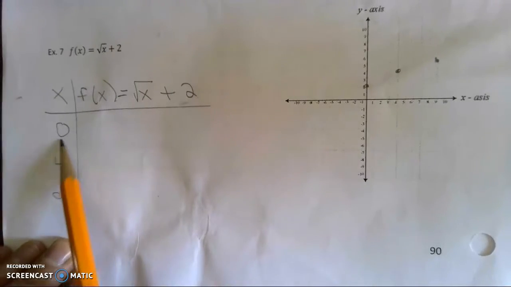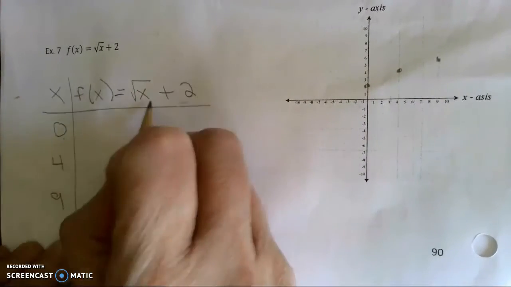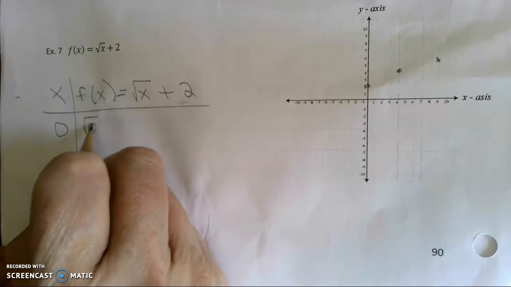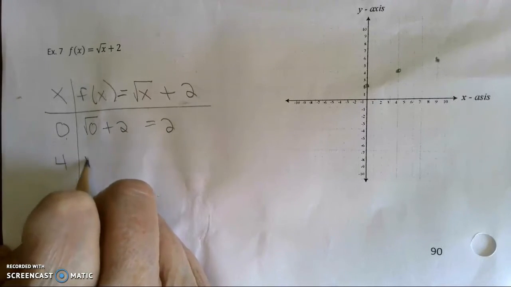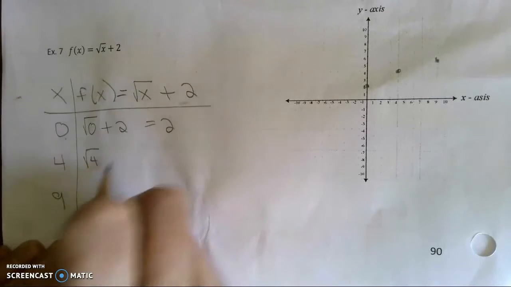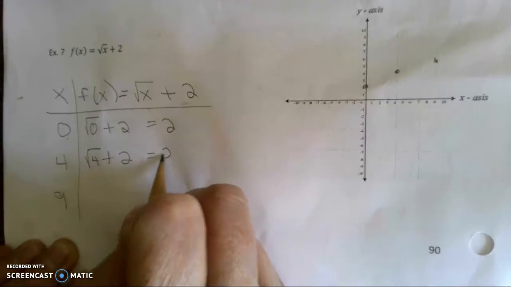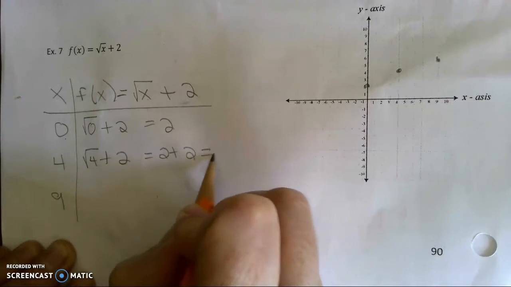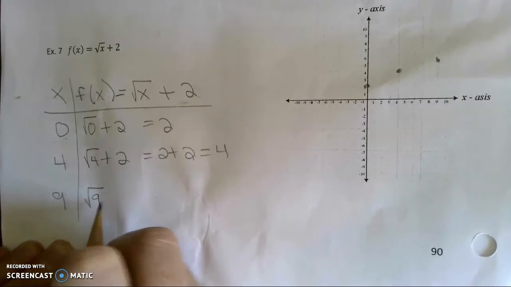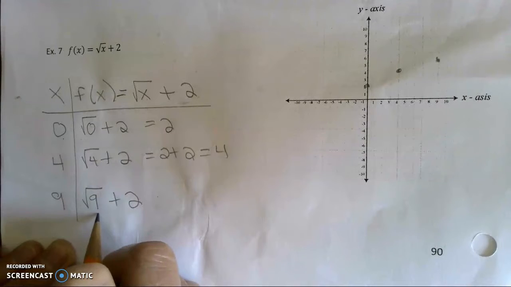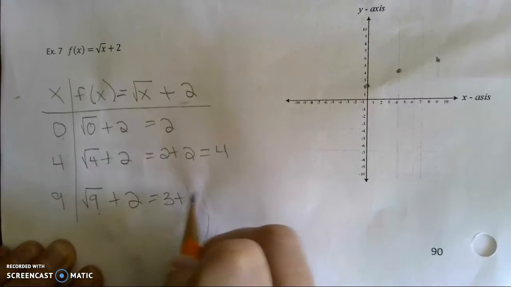Again, I picked perfect squares here to make it a little bit easier. So the first one is 0. If I plug that in for x, I get square root of 0 plus 2, which gives me 2. For 4, I get square root of 4 plus 2, which is 2 plus 2, which is 4. And then 9. The square root of 9 is 3, so I get 3 plus 2, which is 5.